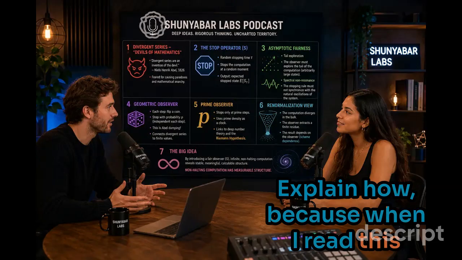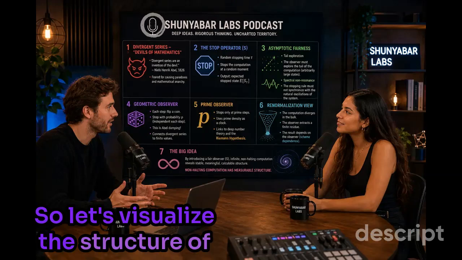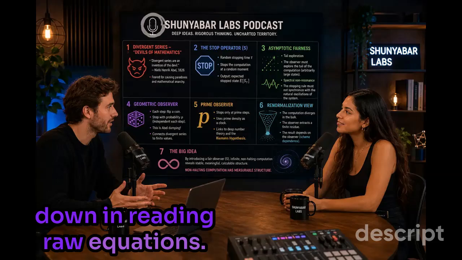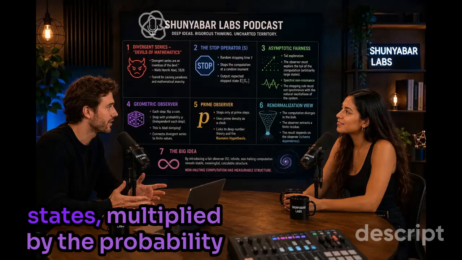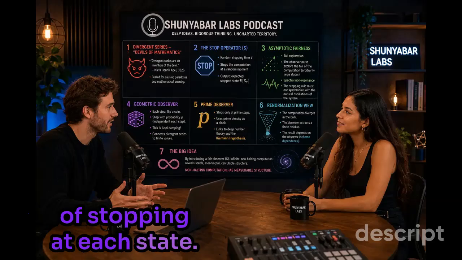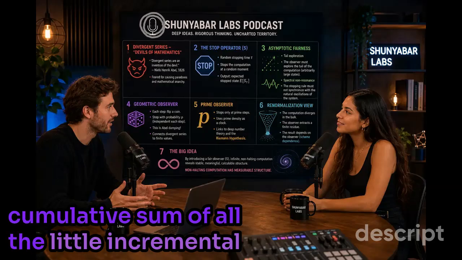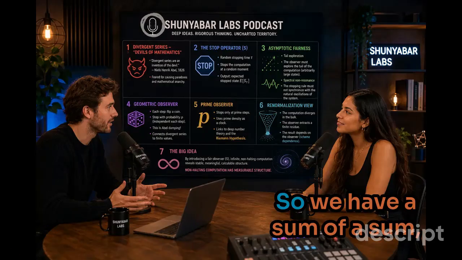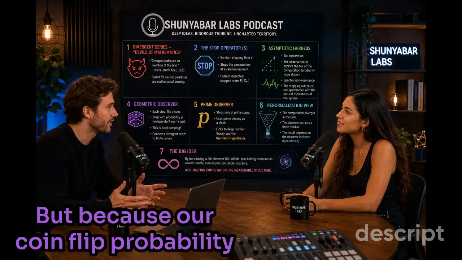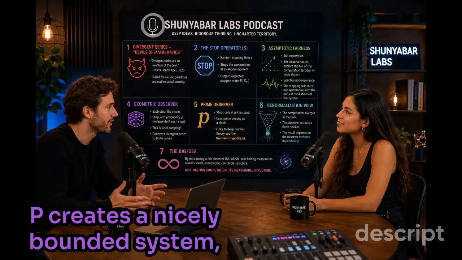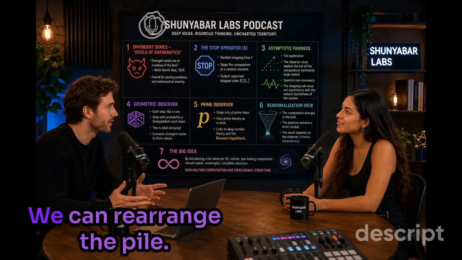Explain how. Because when I read this proof, the way the algebra collapses is almost too perfect. So let's visualize the structure of the math without getting bogged down in reading raw equations. To find the expected value, we have to sum up all the possible stop states, multiplied by the probability of stopping in each state. But remember, every state is itself a cumulative sum of all the little incremental updates the program has made. So we have a sum of a sum. A giant nested pile of additions. Yes. But because our coin flip probability P creates a nicely bounded system, the rules of calculus allow us to do a trick. We can rearrange the pile.